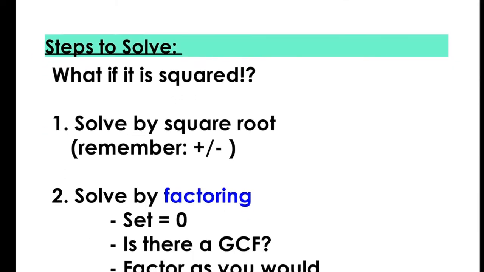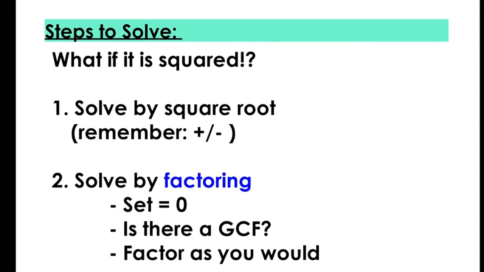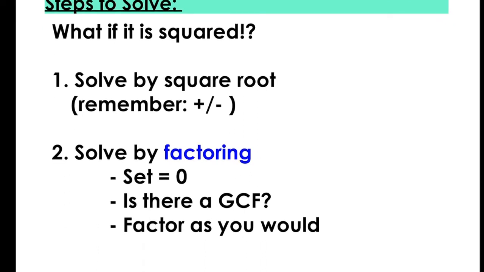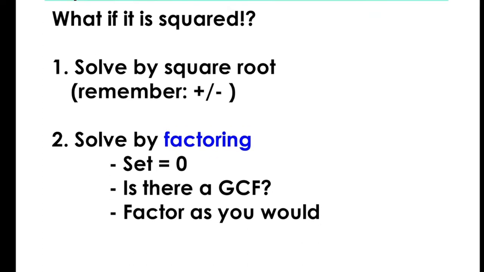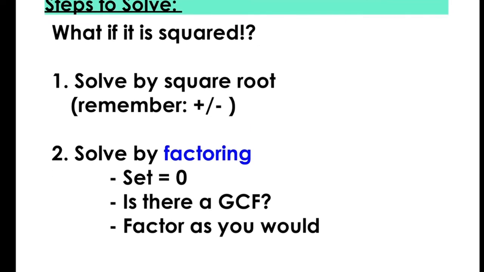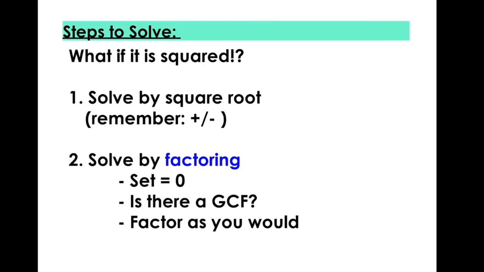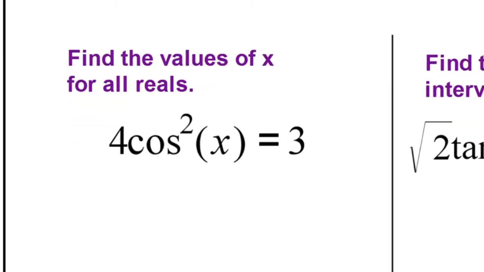Now there's some other things. What if it's squared? So remember to square root, there should be a plus or minus. You have to factor, set equal to 0, find the GCF, and then factor as you would. Make sure you get this page filled in on your notes with the missing values or words. And we'll see some examples here.